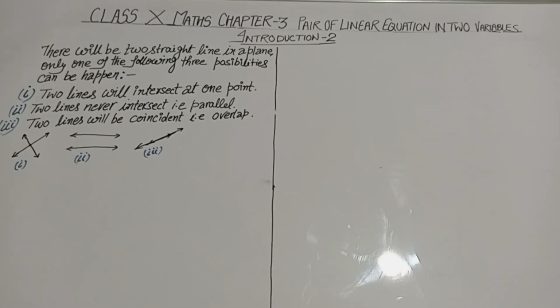In class ninth, we discussed a linear equation in the form x plus y is equal to 6, and we solved it graphically. Algebraically also, we put a value of x and got the value of y. So if there is only one linear equation in two variables, that is x plus y is equal to 6, it has an infinite number of solutions.